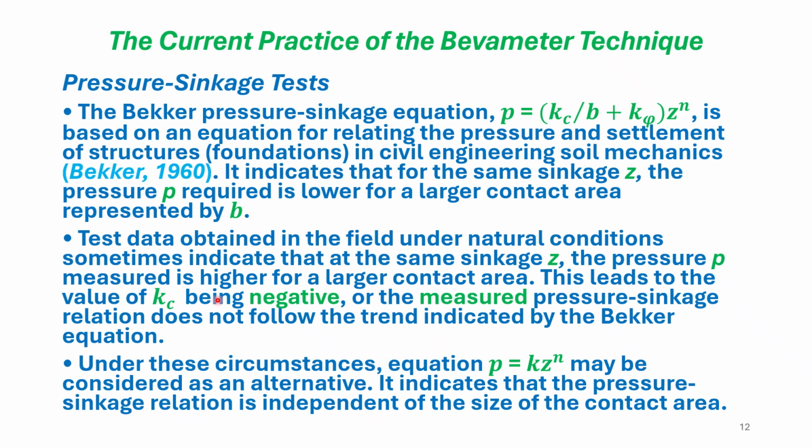This leads to the value of Kc being negative, or the measured pressure-sinkage relationship does not follow the trend indicated by the Bekker equation. Under these circumstances, the equation P = K z^n, where K is the terrain parameter, may be considered as an alternative in the case that the pressure-sinkage equation is independent of the size of the contact area.